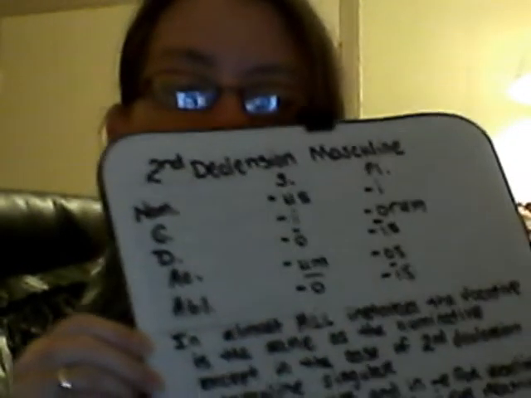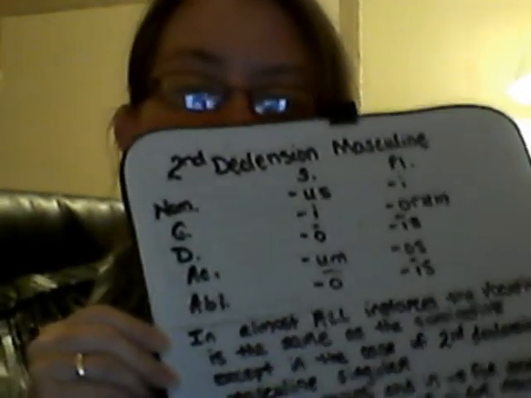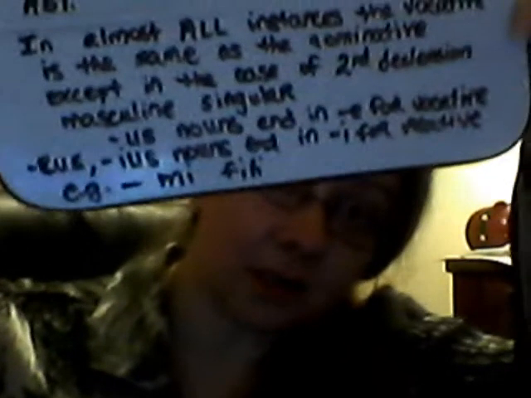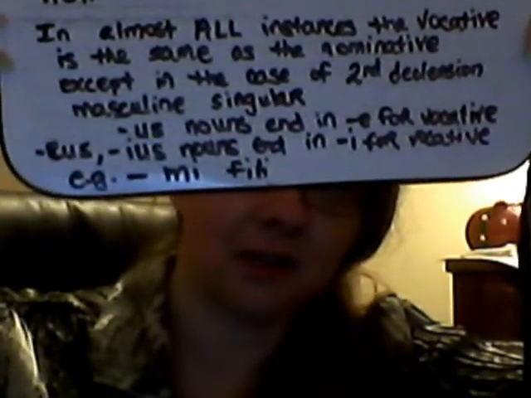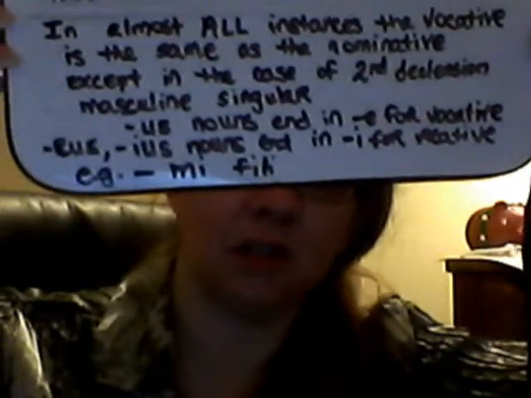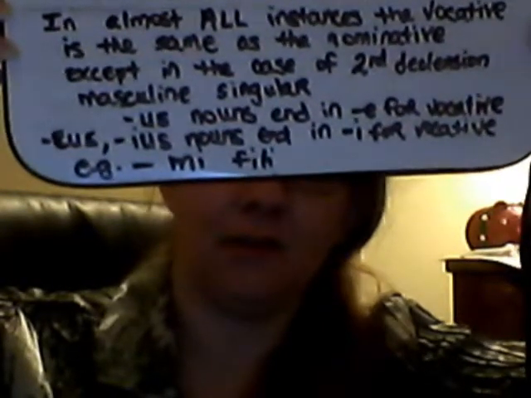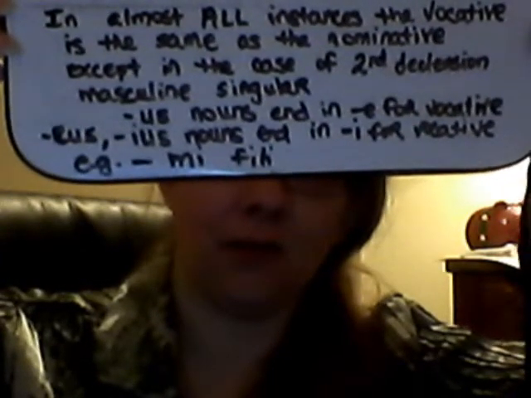Now for the sixth case, which we're not doing in our paradigm, but we are still learning the vocative. I want to put that up. This is kind of difficult. Okay, in almost all instances, the vocative is the same as the nominative, except in the case of second declension masculine singular. US nouns end in e for vocative. So you need to know that. EUS, IUS, and then i for vocative.